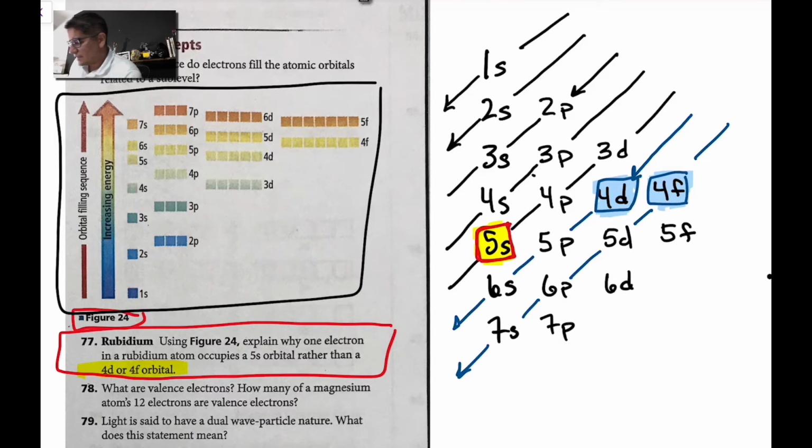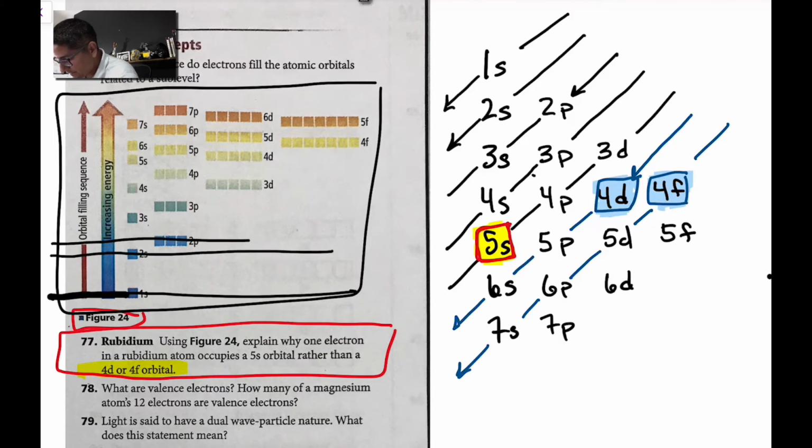Now let me show you how you can use figure 24 to do the exact same thing. Instead of making angles like I did, like 45-degree angles or 30-degree angles, whatever they may be, you can just make straight lines. So which one's going to come up first? 1s, and then the next one is going to be 2s, and then 2p, and then the next one that shows up is a 3s. If you're paying attention, you'll notice that this coincides with this chart, 3s. So what's going to be next is 3p and 4s.